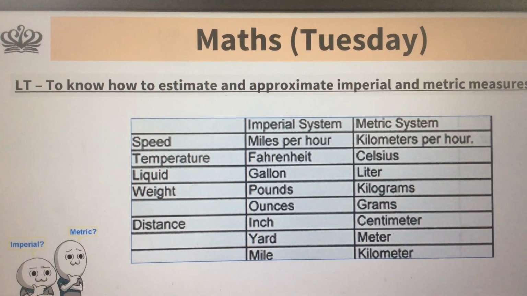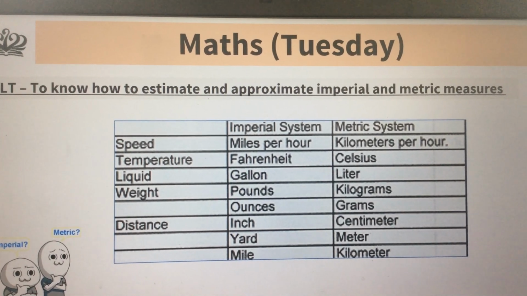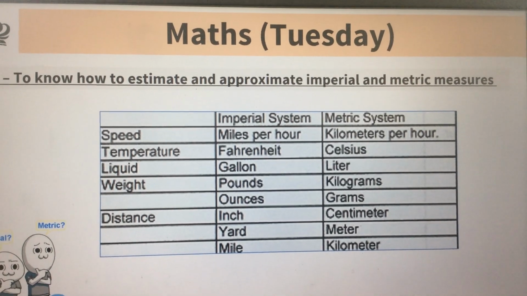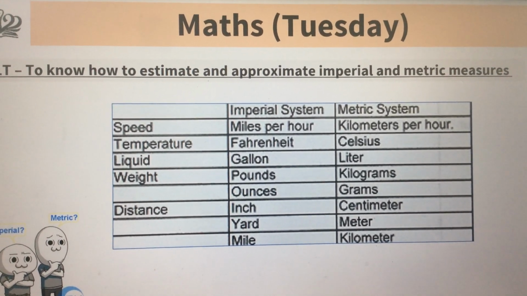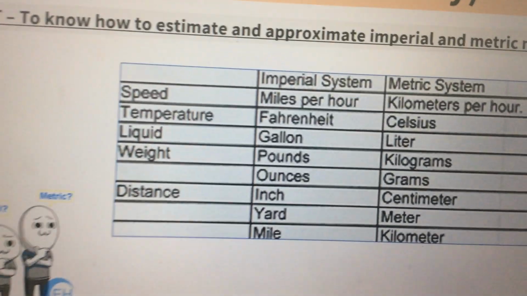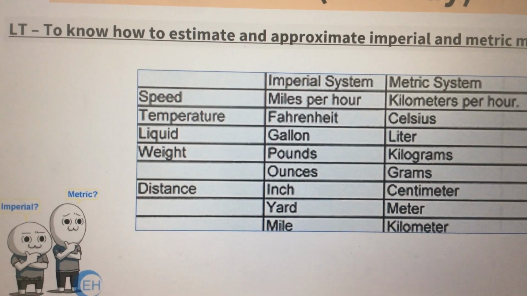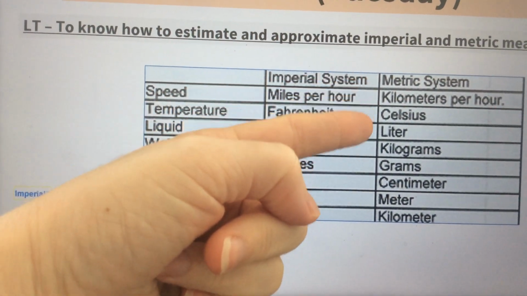Right, today is Tuesday, and in our maths today, we are going to be estimating and approximating between imperial and metric measures. Now, let's have a look at what we mean by imperial and metric measures. These are different ways of measuring, and there are two different systems in the world. One of them is the metric system.